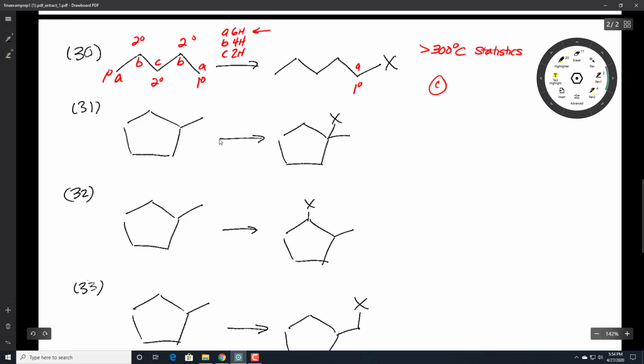So again, I'm kind of thinking backwards here. In this 31, I want to put the halogen at the tertiary position. Whenever I want to do that, I want the most selective reagent. So in this case, I'm going to do this with bromination at room temperature, because I want to put the halogen in the most selective position.